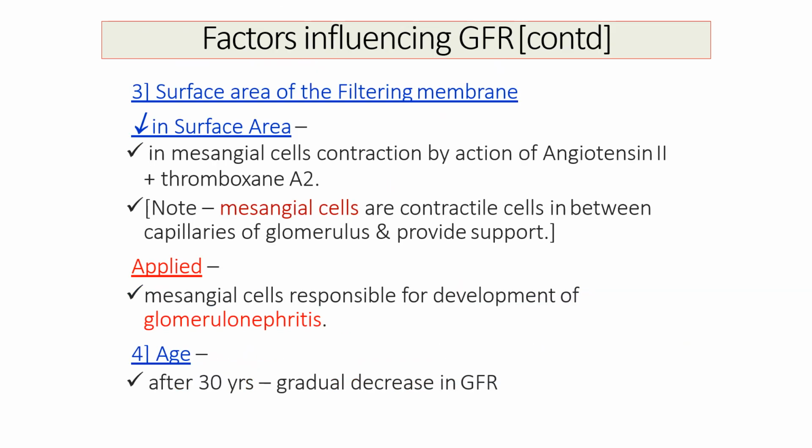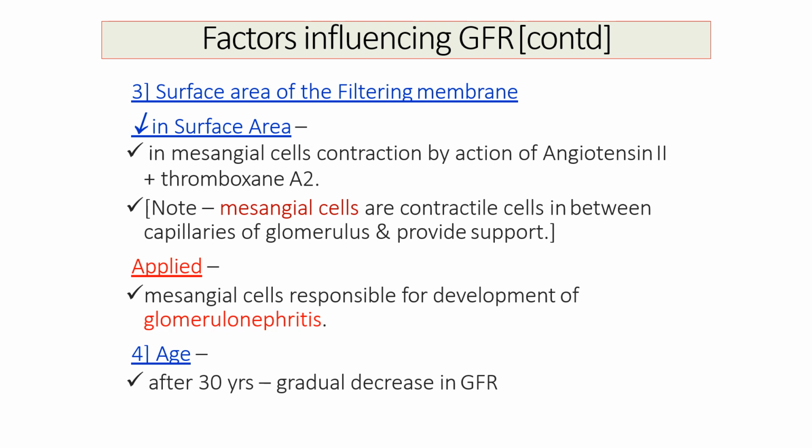The next factor is the surface area of the filtering membrane. A decrease in surface area happens when there is mesangial cell contraction by the action of angiotensin II and thromboxane A2. The mesangial cells are contractile cells between the capillaries of the glomerulus and provide support. When they contract, the effective surface area will be decreased. Mesangial cells are responsible for the development of glomerulonephritis.